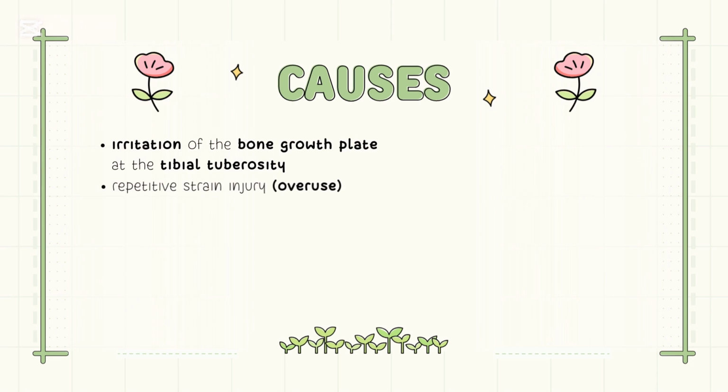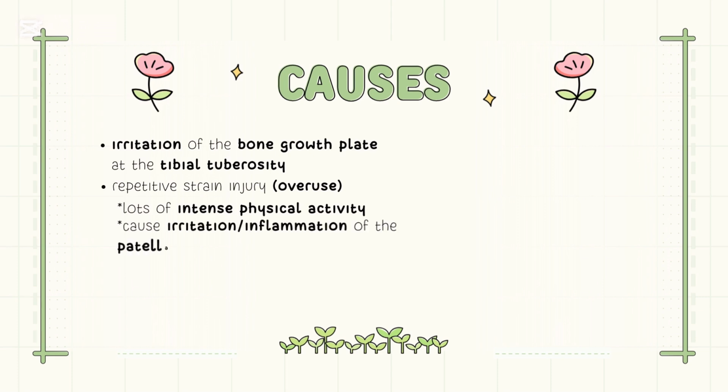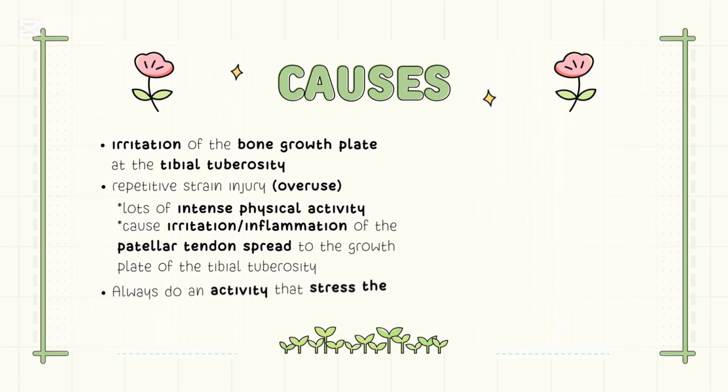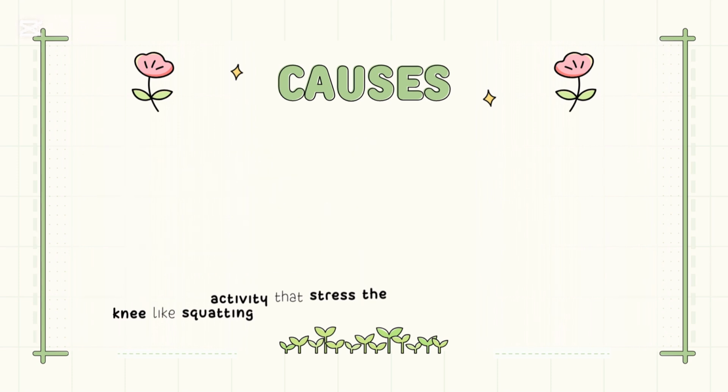The causes are repetitive strain injury or overuse. They do lots of intense physical activity. It will cause irritation or inflammation of the patellar tendon to spread to the growth plate of the tibial tuberosity. Lastly, they always do activities that can stress the knee, like squatting.